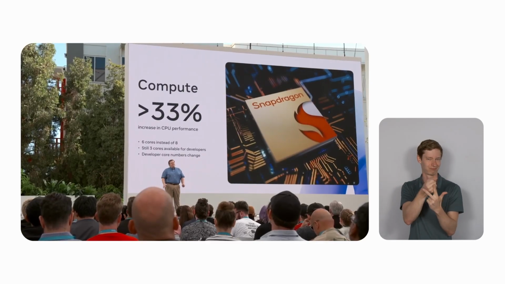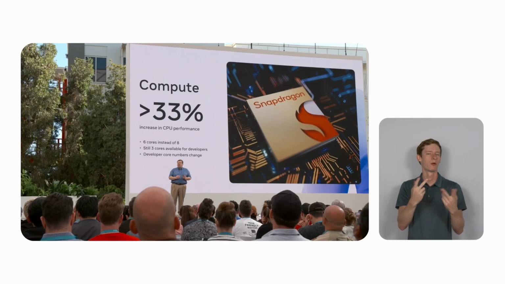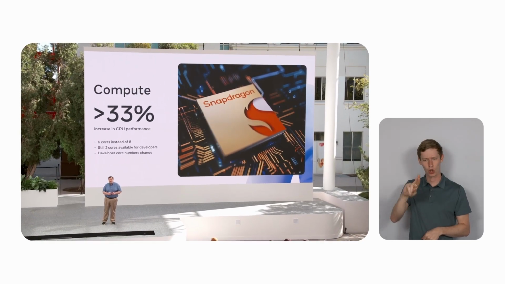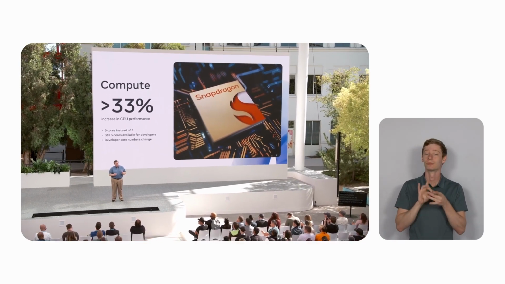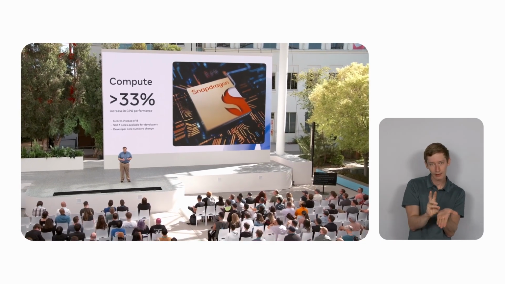One of the biggest upgrades for existing VR developers has to be in terms of compute. The all-new Qualcomm Snapdragon XR2 Gen 2 platform represents an increase of over 33% in CPU performance compared to the Quest 2's XR2 Gen 1 platform. In terms of cores, there's only 6 CPU cores available compared to the Quest 2's 8 cores. Hold on, isn't that a downgrade?